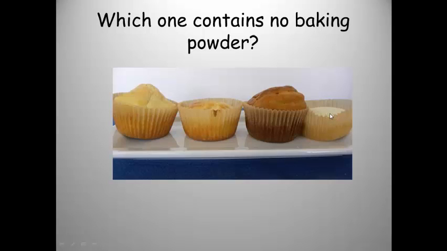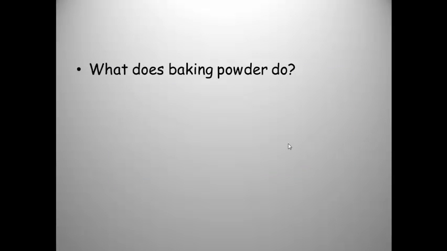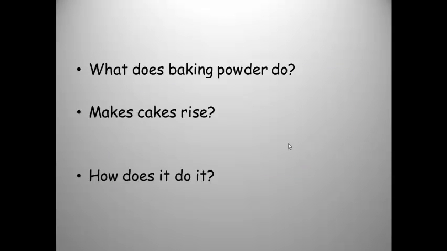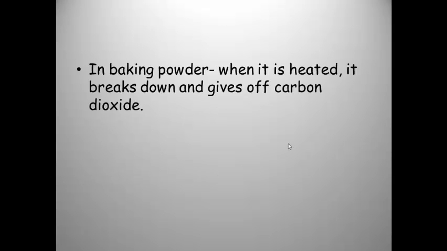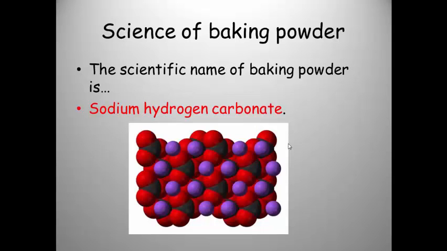Now, looking at these fairy cakes, which one contains no baking powder? Well, it's obviously this one, because baking powder allows cakes to rise. But what we need to know about cooking chemistry is why. How does baking powder make cakes rise? Well, when you put baking powder in a cake or anything else like that and heat it up, the baking powder breaks down and gives off carbon dioxide. Now that carbon dioxide makes the cakes rise.